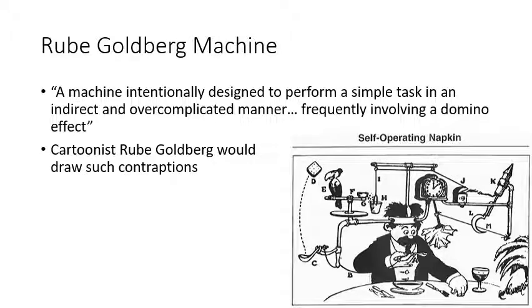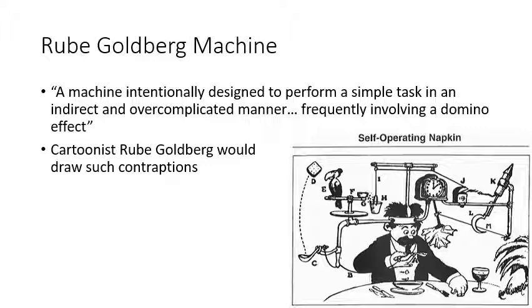So first, I would like to introduce to you the idea of a Rube Goldberg machine, which some of you might have heard of. Probably you all have seen them before, but you might not have known what to call them. A Rube Goldberg machine can be defined as a machine that's intentionally designed to perform a simple task in an indirect and overly complicated manner, frequently involving a domino effect.